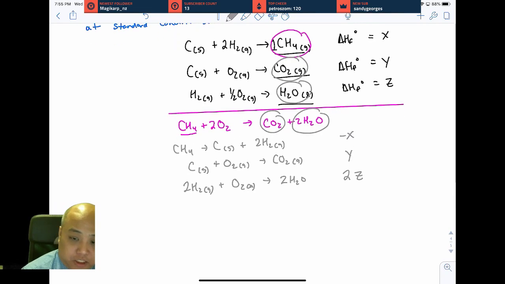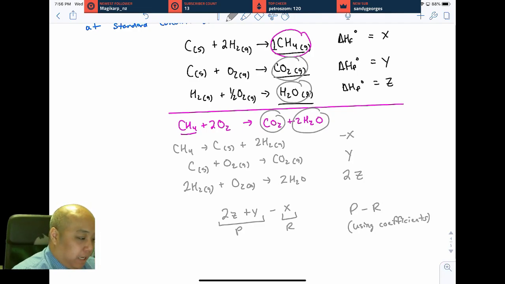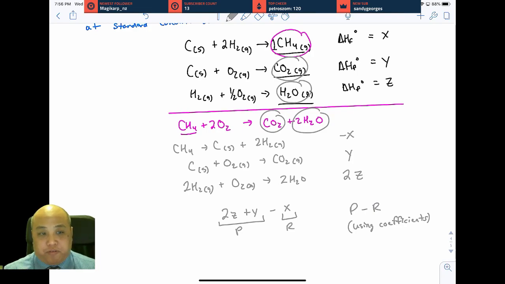Now what you can say is essentially 2Z plus Y minus X. And what this turns out to be is these are the products of your overall reaction. These are the reactants of your overall reaction. So it turns out it's just products minus reactants using coefficients. And so what this does is it helps you simplify. You don't have to write these reactions every single time you have to use enthalpy of formation. You can remember that products minus reactants.